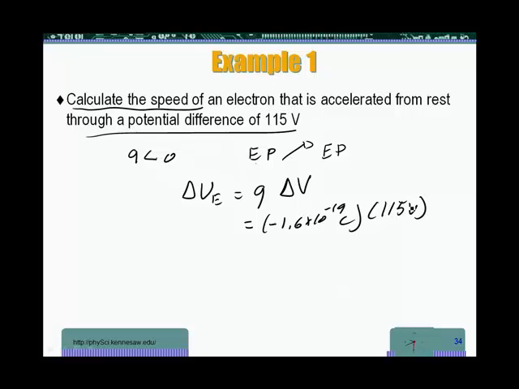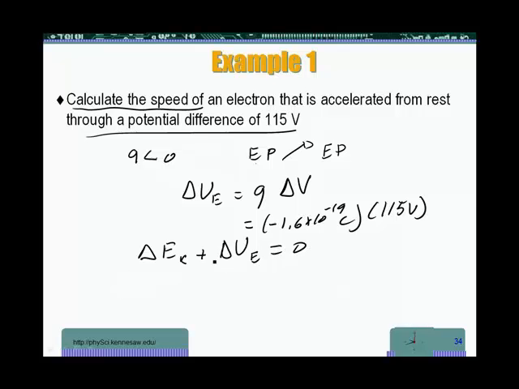Now, conservation of energy. What does conservation of energy say? Change in kinetic energy plus change in potential energy is equal to 0.